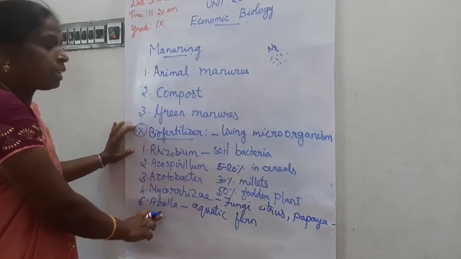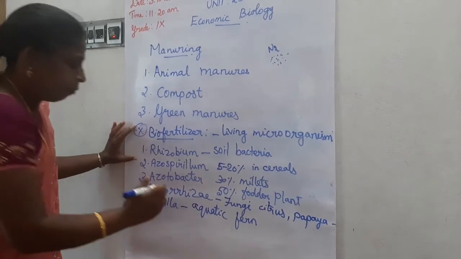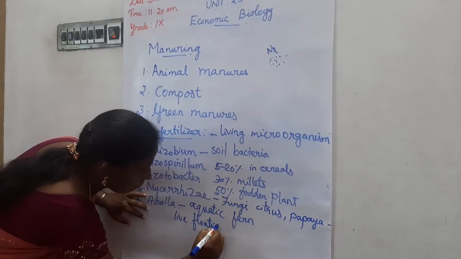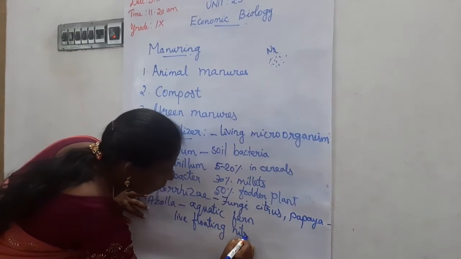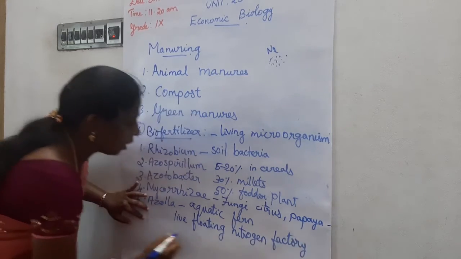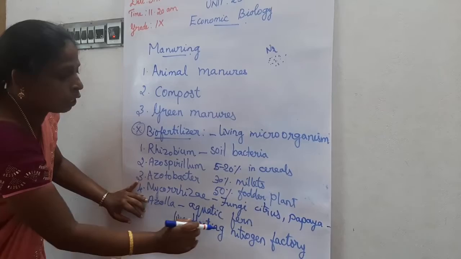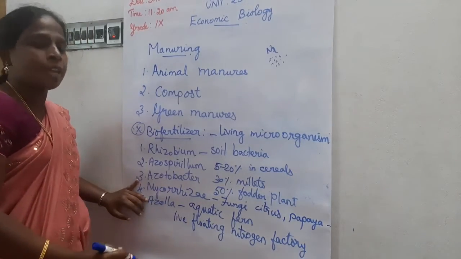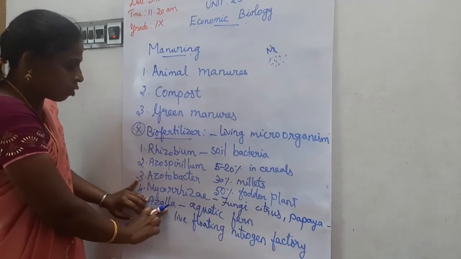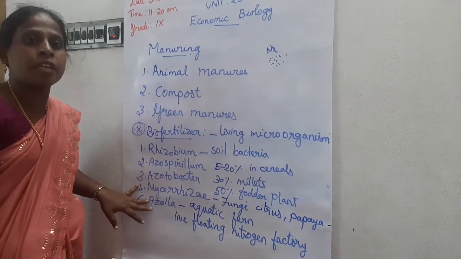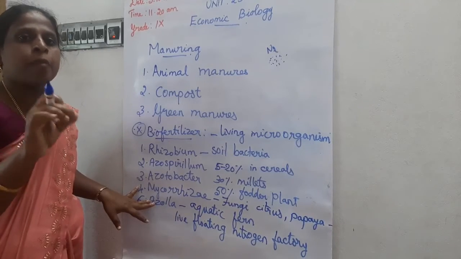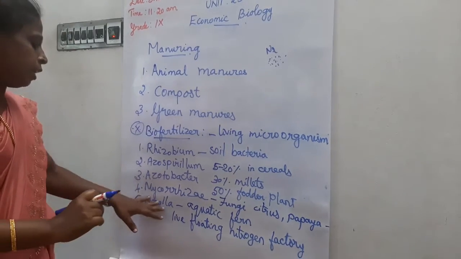This azolla is otherwise called the live floating nitrogen factory. Very important one word. Azolla is called the live floating nitrogen factory because it can fix the nitrogen. It consists of cyanobacteria which is symbiotically associated with anabaena. It is a blue-green algae.